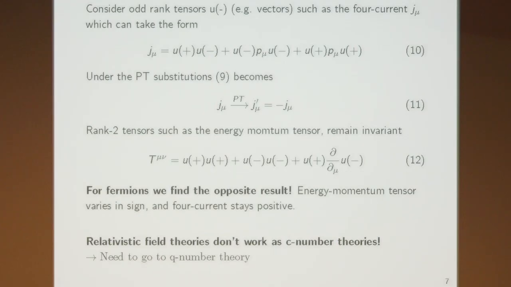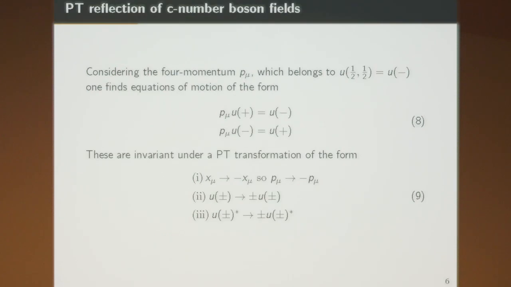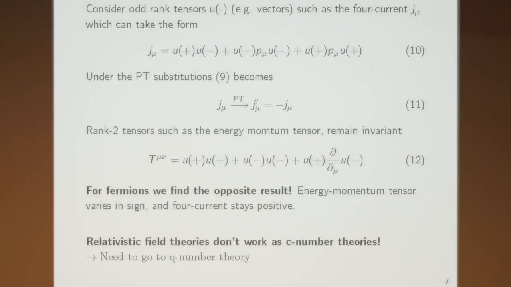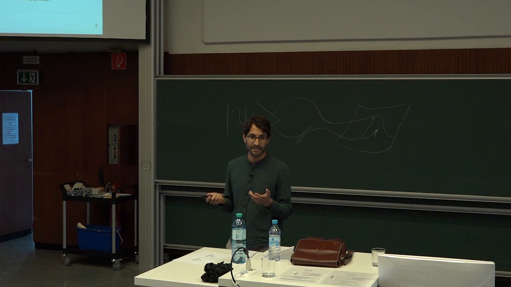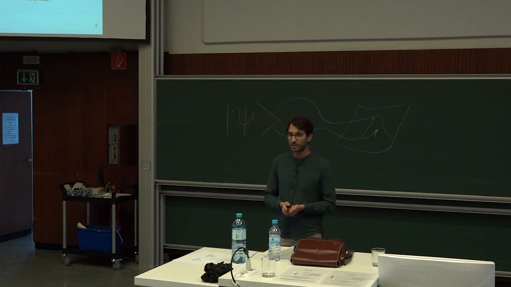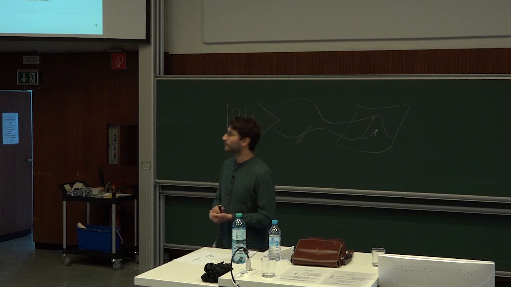And so if we consider the 4 current, which is going to be a 4 vector, like 4 momentum, it's going to be the U minus type. Then we're going to get terms like this one in equation 10. And under the PT substitutions that I've shown here, it's going to pick up a minus sign. So in the case of bosons, and here we're in a C number theory, we're not in a second quantized theory yet, we're going to get a probability current with varying sign, which really doesn't make sense. And if we do the same thing for fermions, we're going to find that the current is fine, but the energy is going to be negative. We're going to get energy with varying sign for fermions and probabilities with varying sign for bosons.